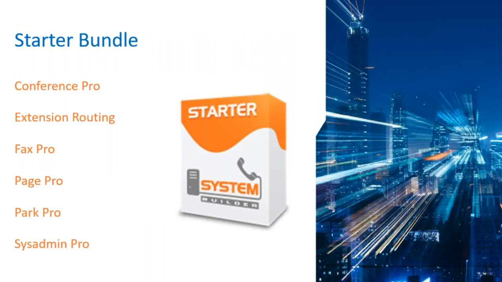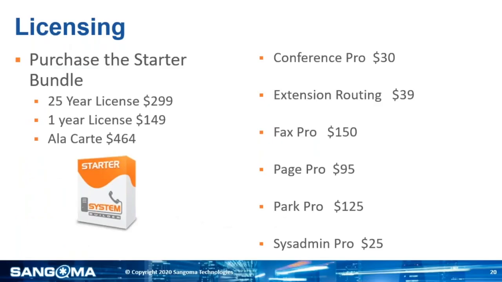So we're going to start to talk about the bundles, and as part of going through the bundles, we're going to go through the individual items that you can purchase a la carte. So we put these bundles together. As you can see, if you were to buy these a la carte on the 25-year license, it would be about $464. This particular bundle, the starter bundle, is $299 when you buy all of these together. So it's a way to provide people with some better value.